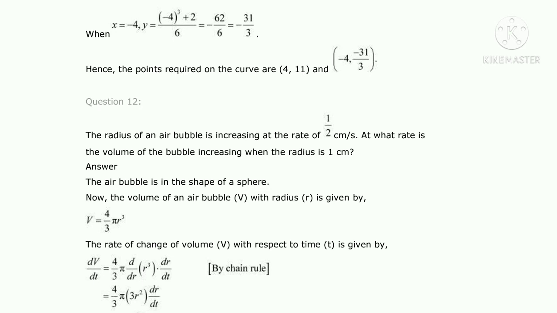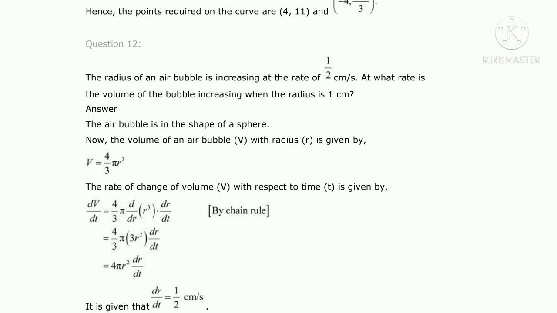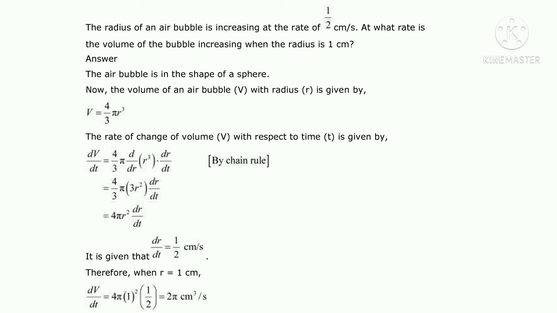So it is totally depending on the radius. The question given here: at what rate is the volume of the bubble increasing when the radius is 1 centimeter? Volume of the bubble. So that means the bubble looks like a sphere, so we need the volume of a sphere. The volume of sphere formula is 4/3 pi r cube. Now rate of change dV/dt: if we differentiate this with respect to time, 4/3 pi is a constant term. If you differentiate r cube then obviously 3r square, but it is not t, so that's why again we have to differentiate dr by dt. Ultimately here 3 cancels and we get 4 pi r square dr/dt, isn't it?